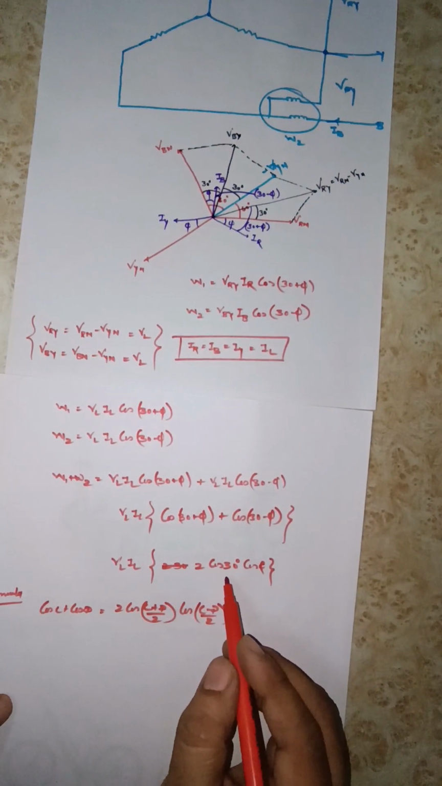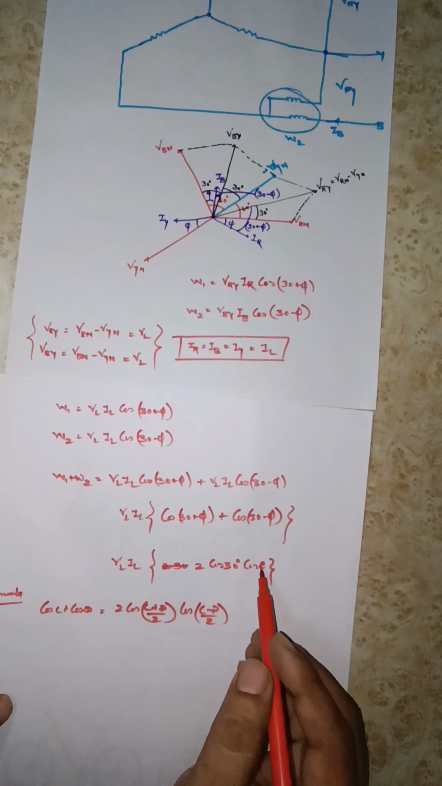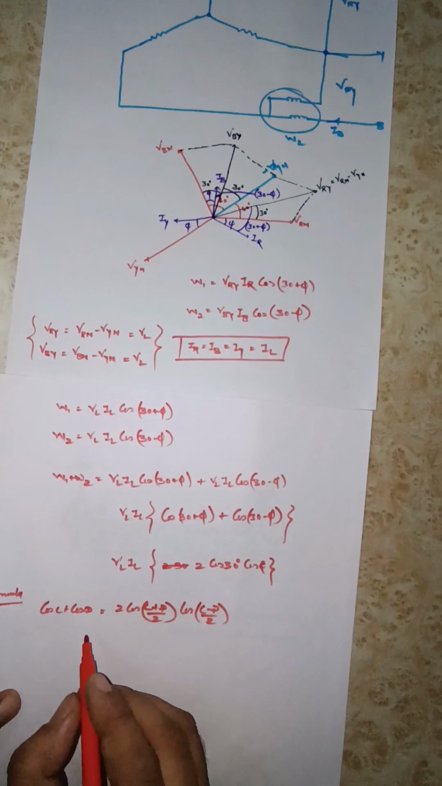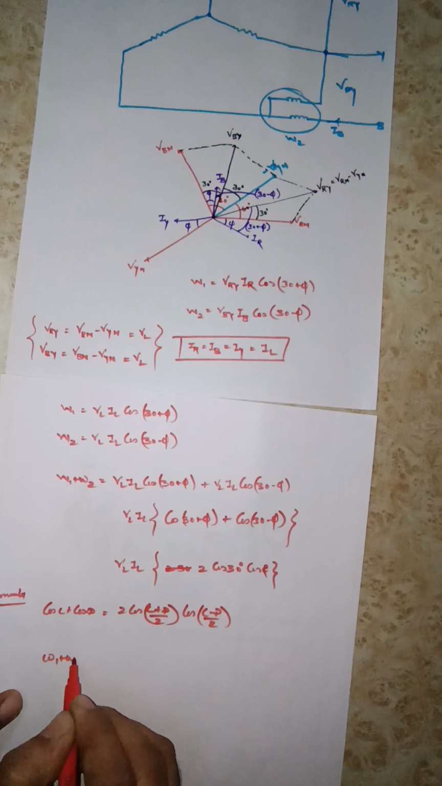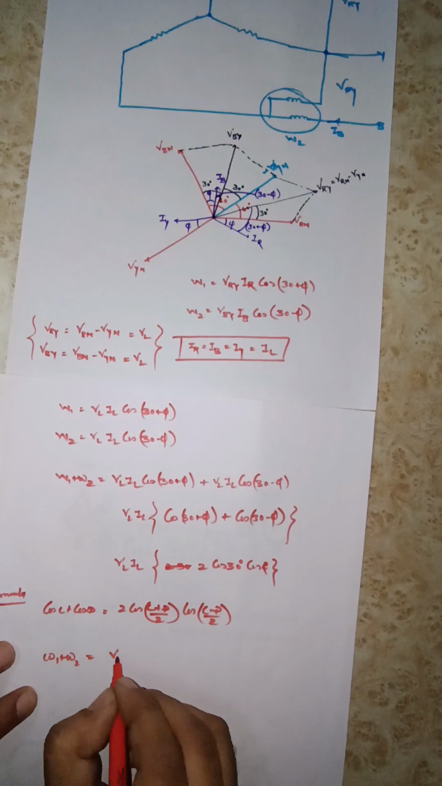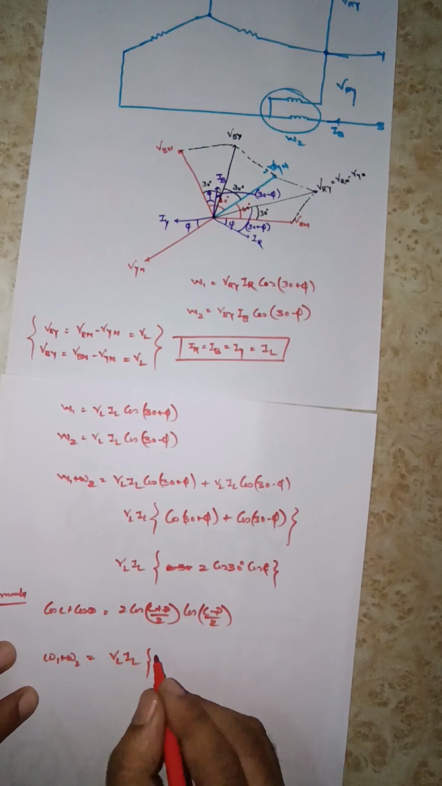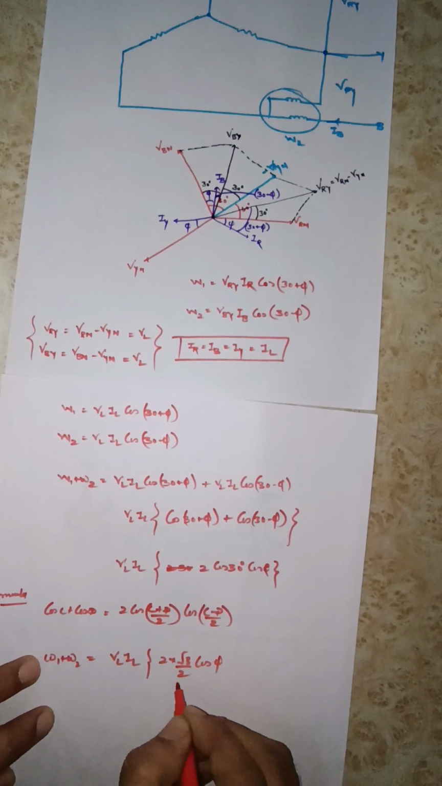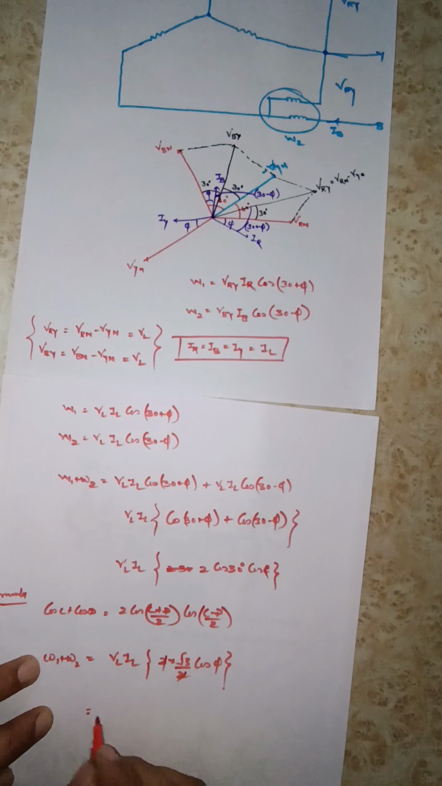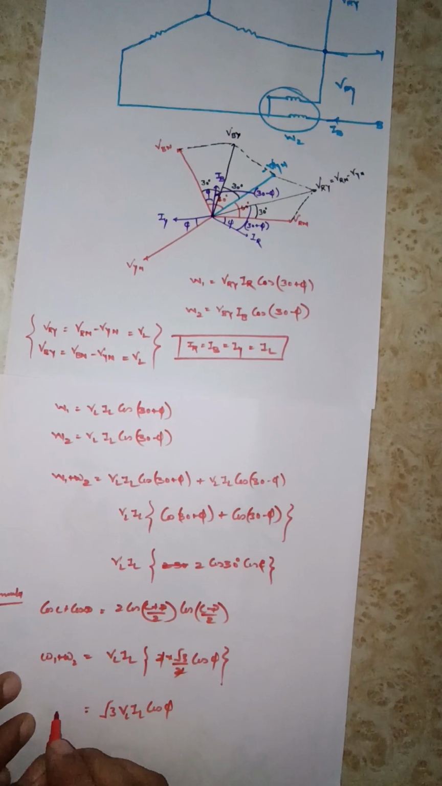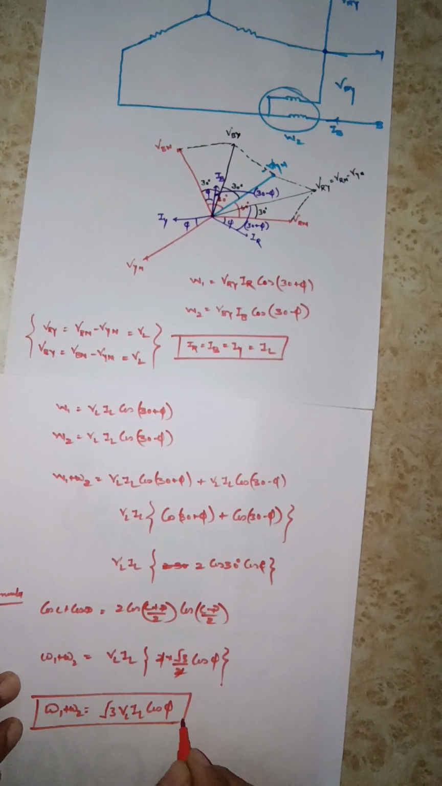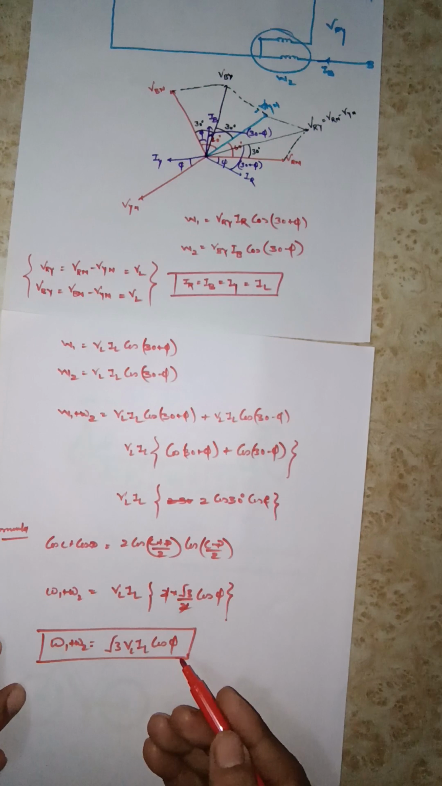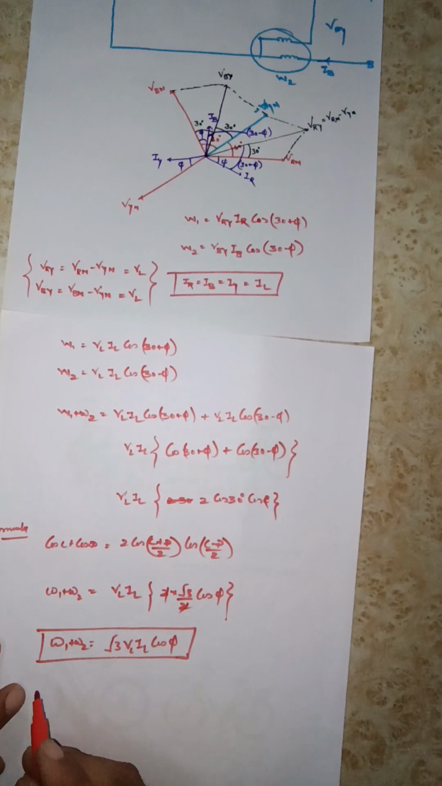So cos 30 will be equal to root 3 by 2, and this cos phi. So W1 plus W2 will be equal to what? VL IL, 2 into root 3 by 2 cos phi. So 2 and 2 will get cancelled out. So overall you will get root 3 VL IL cos phi. So this is the expression of power for a three-phase circuit. Okay, this is the expression for power only.